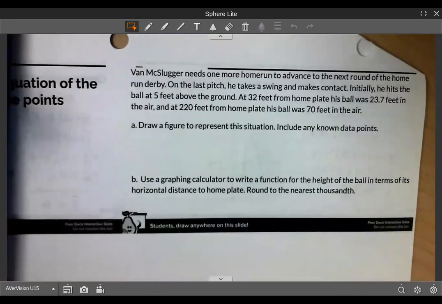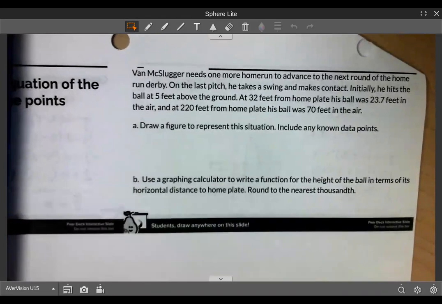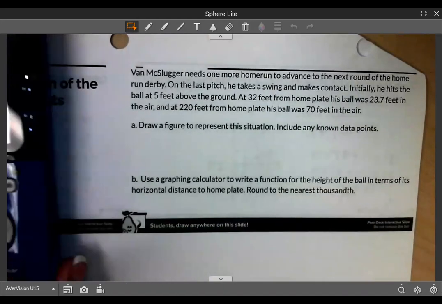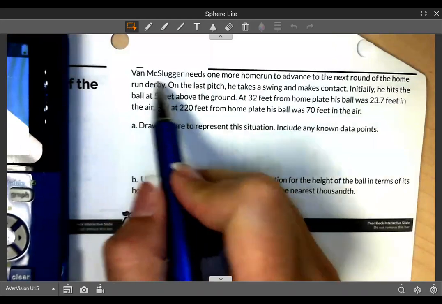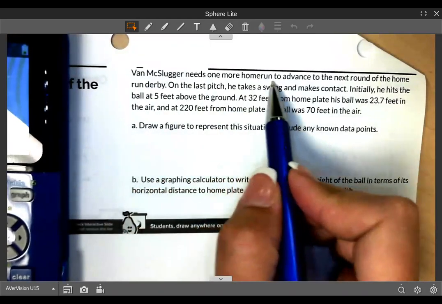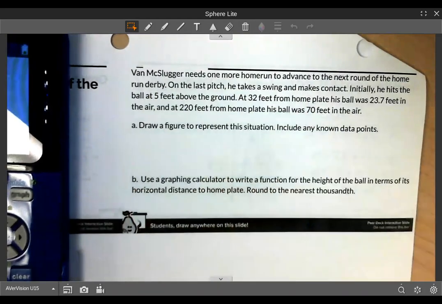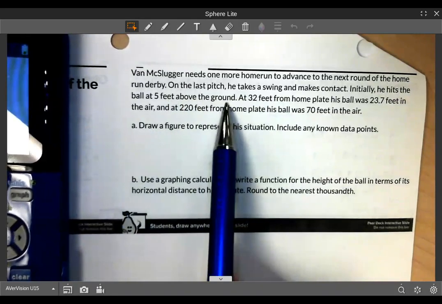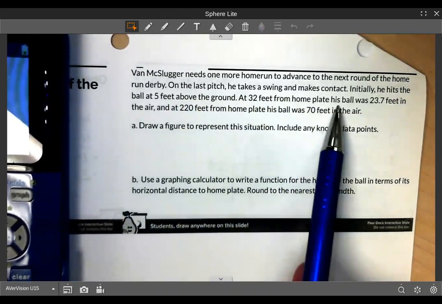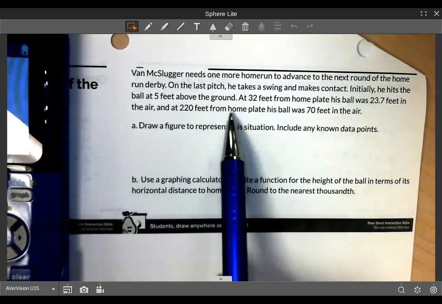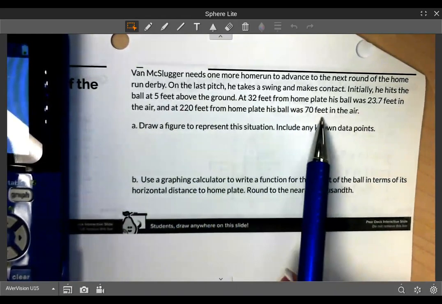So you're going to have some word problems that you're going to want to use. And the theory is just the same. You're going to want to come up with the 3 points so that you can put them into stat edit. So it says Van McSlugger needs one more home run to advance to the next round of the home run derby. On the last pitch, he takes a swing and makes contact. Initially, he hits the ball at 5 feet above the ground. At 32 feet from home plate, his ball was 23.7 feet in the air, and at 220 feet from home plate, his ball was 70 feet in the air.